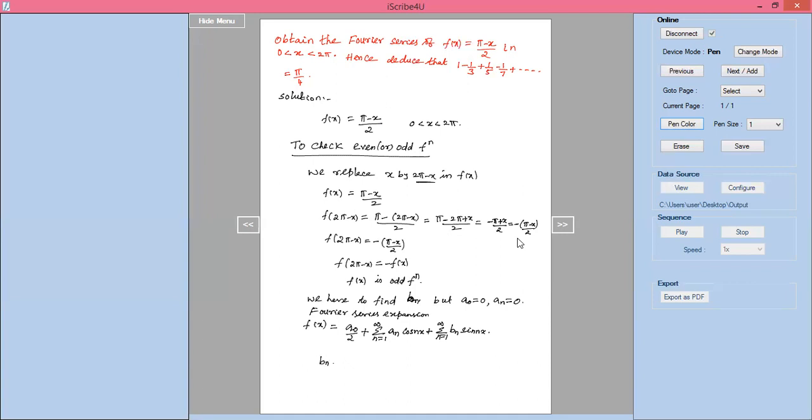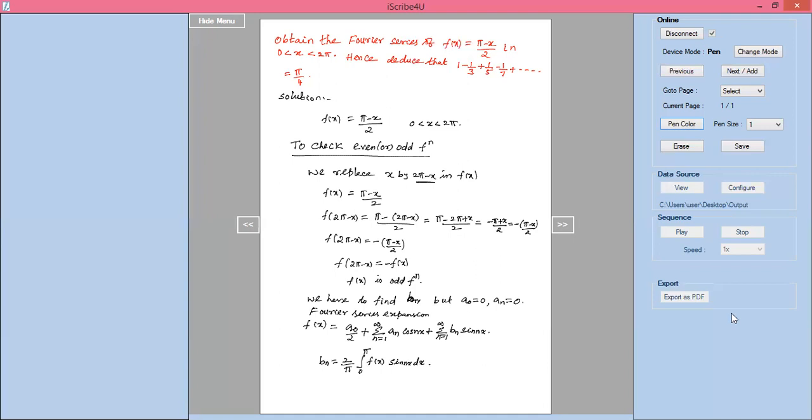So bn equals 2 by pi into the integration from 0 to pi of f of x into sin nx into dx. What is f of x here? You should take f of x as pi minus x by 2.